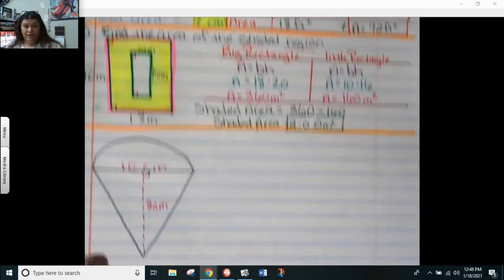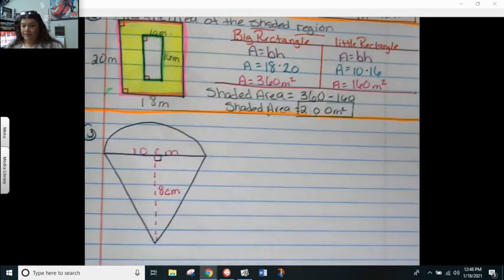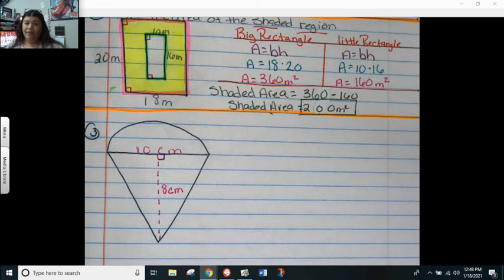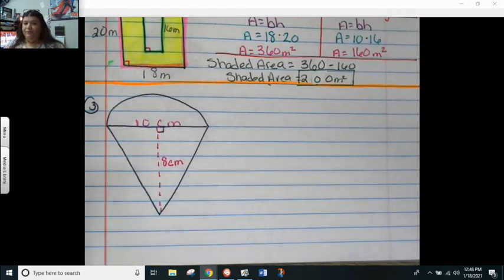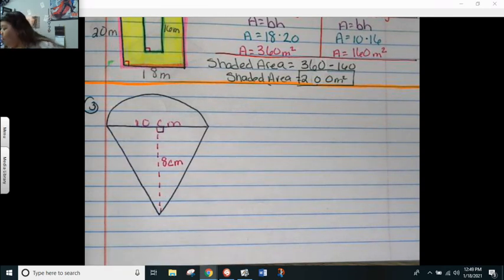Now let's copy down this last one. I'll tell you right now, they love these shapes. So draw it. That says 10 centimeters and 8 centimeters. So press pause and then press play when you're ready. Okay, all right. So they love this shape. Why? Because you have a semicircle and a triangle and they both make you divide. And they know you forget to divide. So that's why I like them.